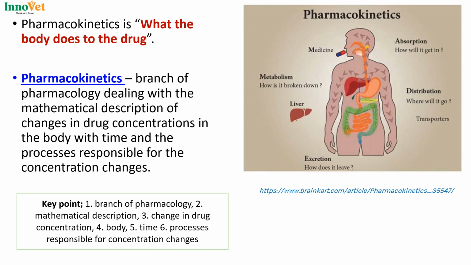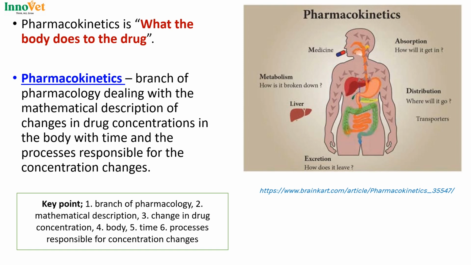Appreciating the definition of pharmacokinetics is very key, and we said there are 6 key points. First is a branch of pharmacology. Second, we are looking at the mathematical description. Third, we are looking at changes in drug concentration, where in the body, over what time, and the processes that are responsible for these concentration changes. When I combine everything, we would say that pharmacokinetics refers to the branch of pharmacology that deals with the mathematical description of changes in the drug concentration in the body with time and the processes that are responsible for these concentration changes.